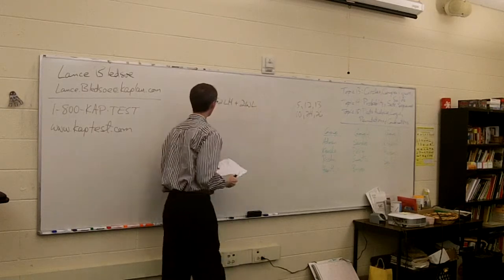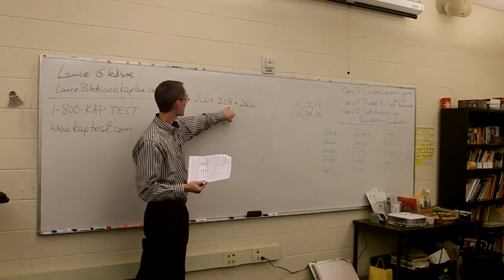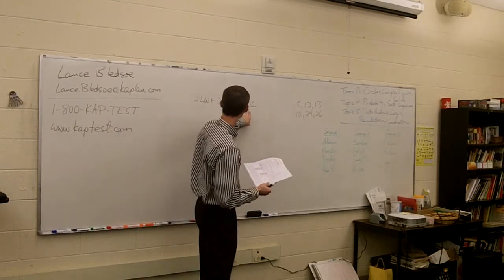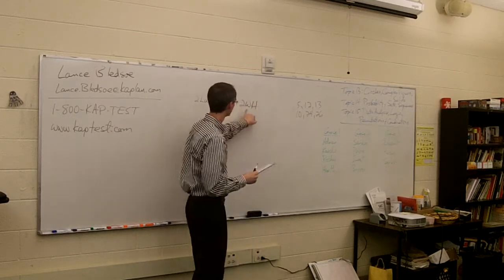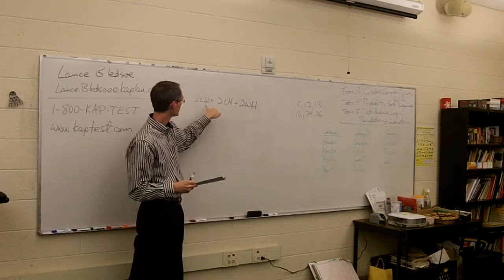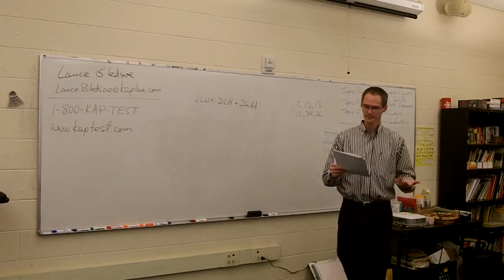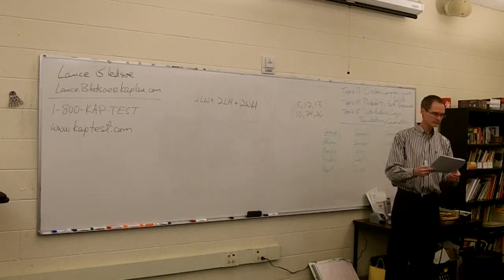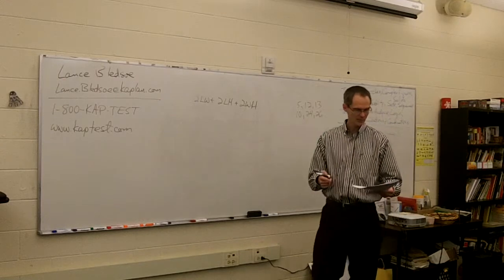Length times width is the area of one of the faces. Length times height is the area of the other face. That should be h. My bad. And width times height is the area of another face. You got 2 of these, you got 2 of these, and you got 2 of these. You add them all up, and that's your surface area. All right. So let's take a look at question number 5 there.